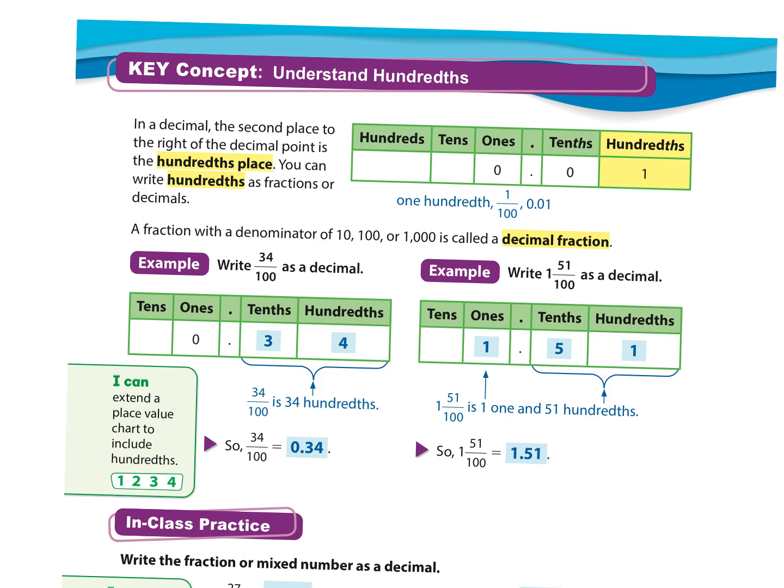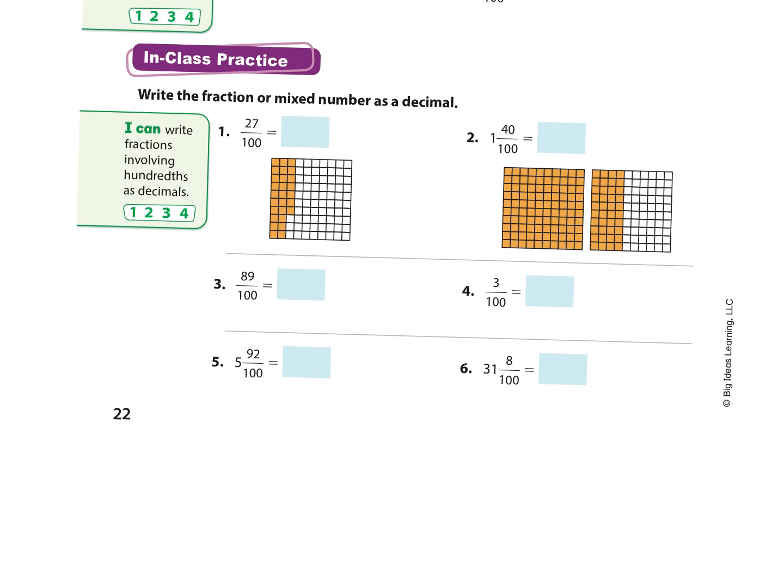All right, so we have a little bit of practice together. It says write the fraction or the mixed number as a decimal. So looking at, I have a model and I also have a fraction. How would I write that decimal for number 1? What would it look like, Cademan? 0.27. Yep, exactly. Number 2, it's a whole number also. Joel? 1.4. Close. 1.40.